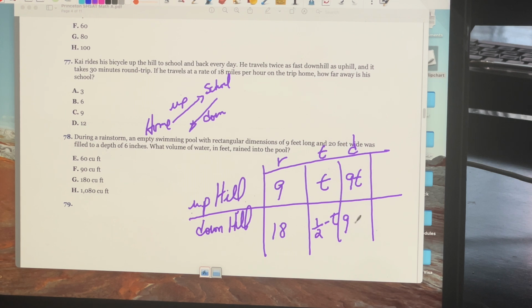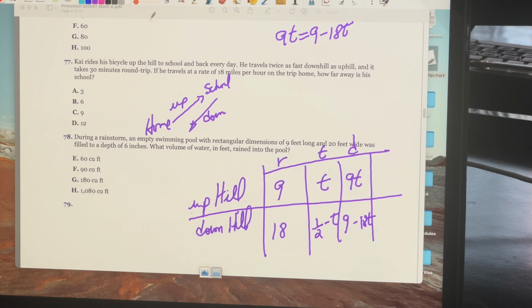18 times negative T is negative 18T. All right, so the distance uphill is represented by 9T, and the distance downhill is represented by 9 minus 18T. So what do we know about both distances? Well, going up and down, they're equal to each other, right? Because it's the same distance. So that's how you set up your equation: 9T equals 9 minus 18T.